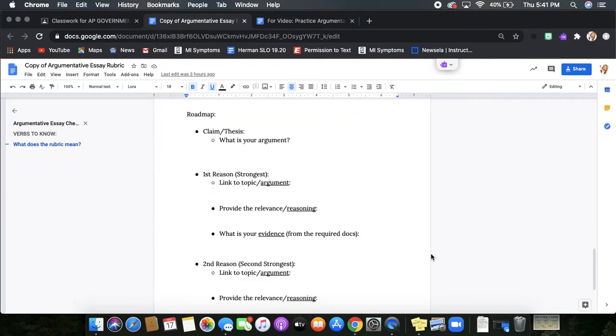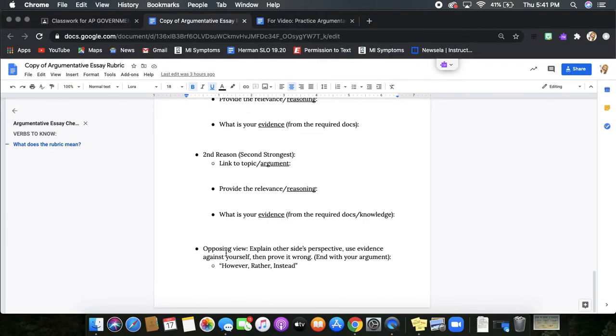Okay, so if you are curious, take a look at this roadmap. This is a great first stop when starting to think about how do I even organize my information. You're going to want to start with your thesis, right? It doesn't have to be a whole paragraph, just straight up thesis. Then what is your argument? What is your evidence? Connect all the loops, okay? Second strongest, and then the opposing. It's really good to have however, rather, instead. Show that you're somehow transitioning into your argument after sharing the opposing view.